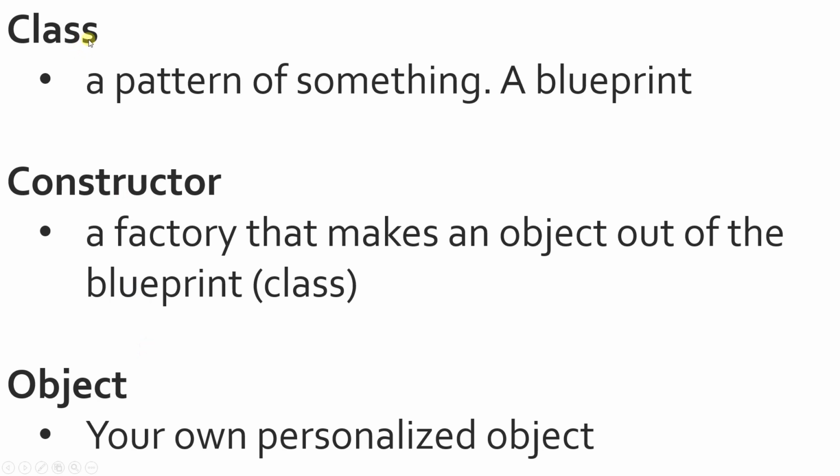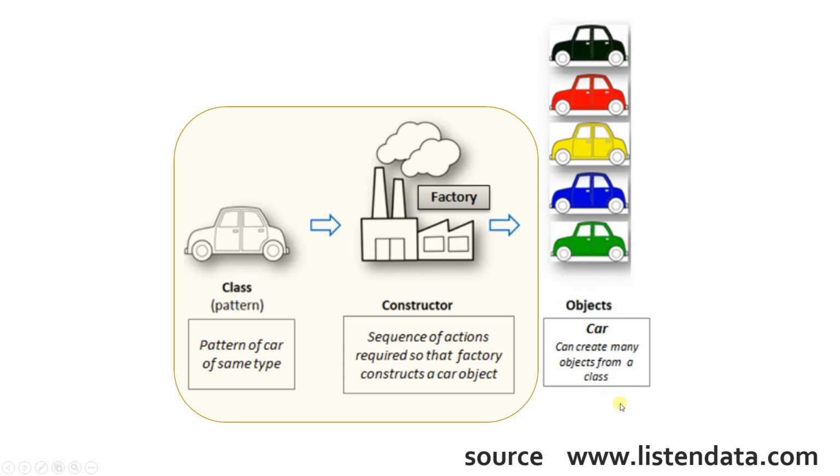The class is a pattern of something that you're going to make later, or a blueprint. The constructor is a function or a factory that makes an object out of the blueprint. And then finally, the object is whatever the constructor makes. It's your own personalized object of something. I got this graphic from this website, and this graphic explains very well how this works.